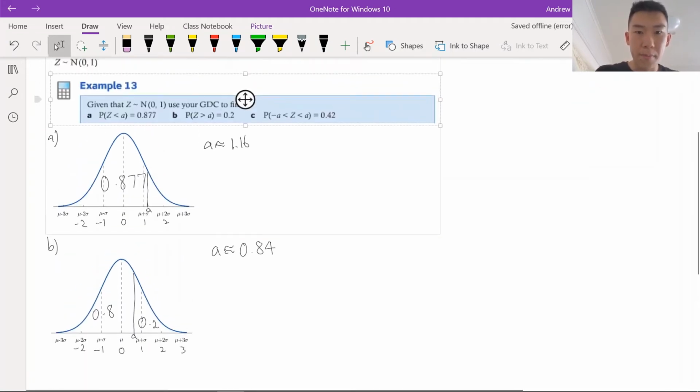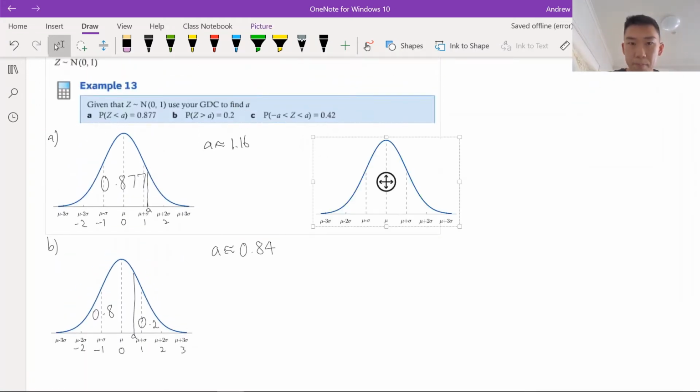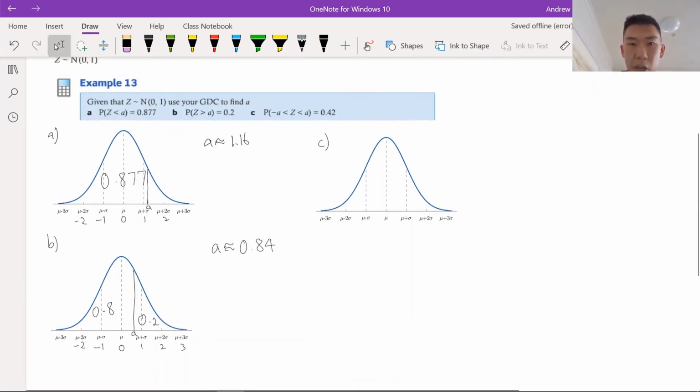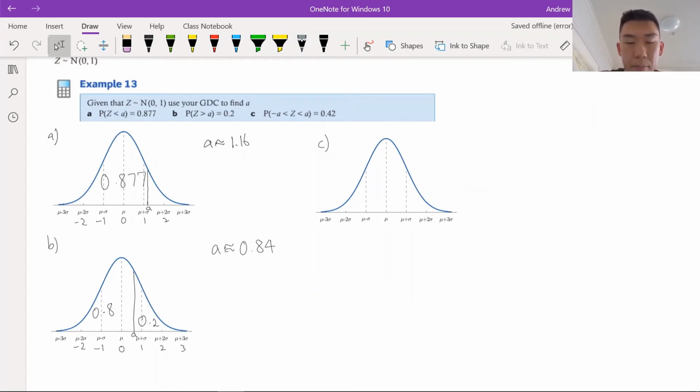Okay, and then C, where do I put C? Maybe I put it here. Okay, C. Alright, so this time, the area between negative A and A is 0.42. So that means we have a uniform area on either side of the mean. So let's say like here. So that's negative A. That's A. This area is 0.42.